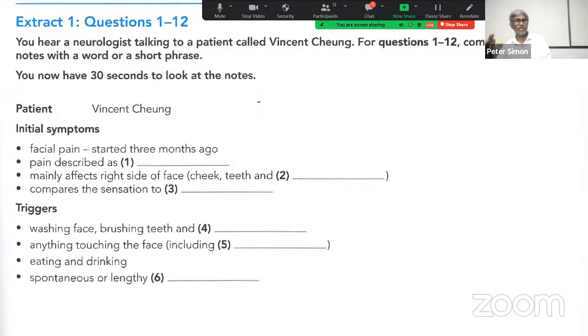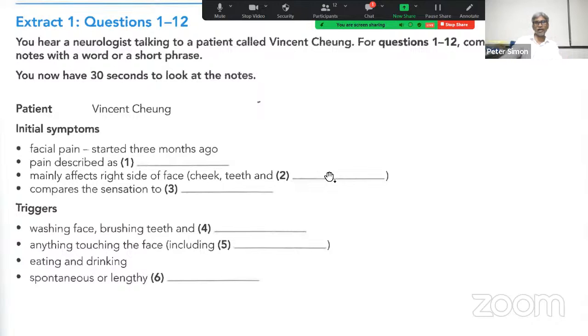Okay. This pain is experienced by a sensitive part. So that may be a sensitive part. Okay. Now, cheek, teeth and dash. Compares the sensation to dash. With what? Okay. What is the sensation? This sensation is compared to what? So what can you guess here?